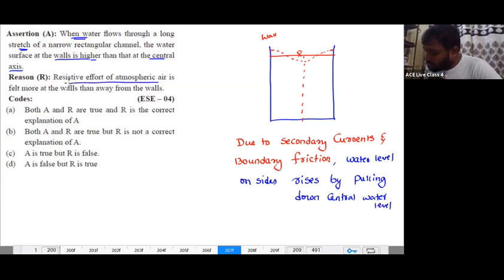Resistive effect of atmospheric air is felt more at the walls. I told you the wind resistance or air resistance is insignificant. So you know that the assertion is true. When water flows through a long stretch of narrow rectangle, the effect of secondary currents and boundary friction is more. So the assertion is true, but the resistance of air, meaning wind resistance, is neglected. I told you it's insignificant. So A is true, but R is false.